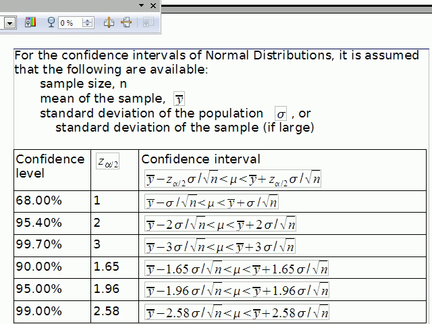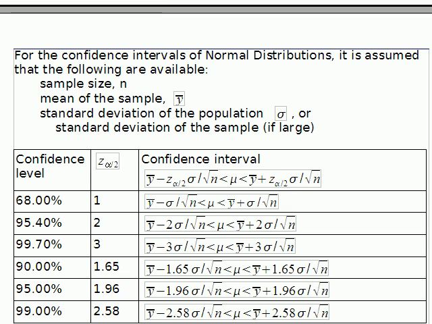So here are the handy values right here. For the 68%, Z alpha over 2 is 1, and that's what we saw before. 95.4, it's 2. 99.7, it's 3. Those are the nice round numbers, but the confidence levels aren't so good. So if you want a 90% confidence level, the Z alpha over 2 is 1.65, and that would be multiplying right here. 95 is 1.96, and then 99% is 2.58.